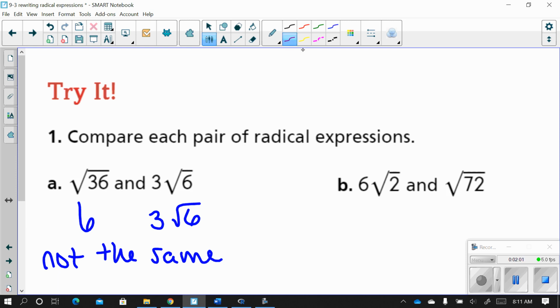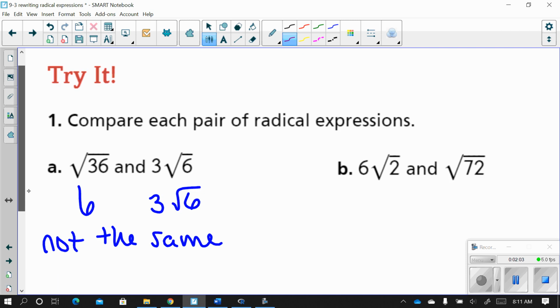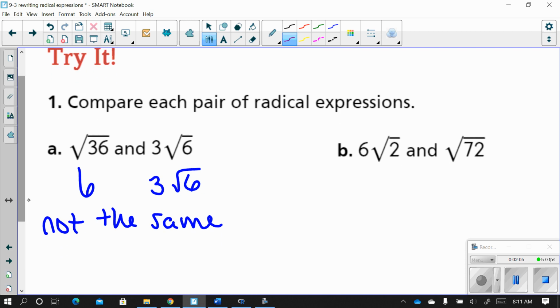Okay, pause the video, try letter B. I'm not going to touch 6 square root of 2. So let's look at 72. 1 times 72, 2 times 36, 3 times, let me think a second, 24, 6 times 12, and 8 times 9. We're looking for something that we can take the square root of.